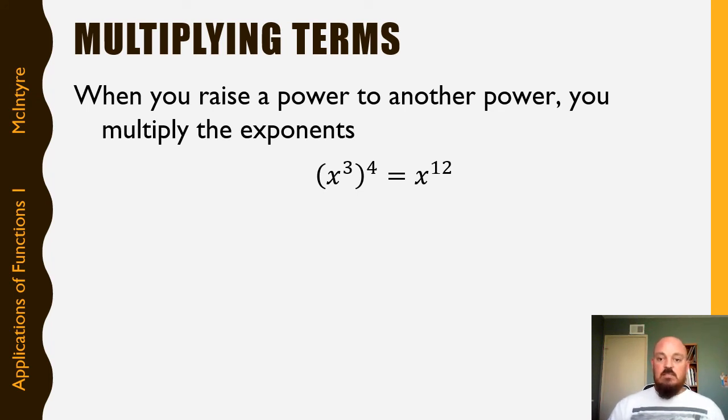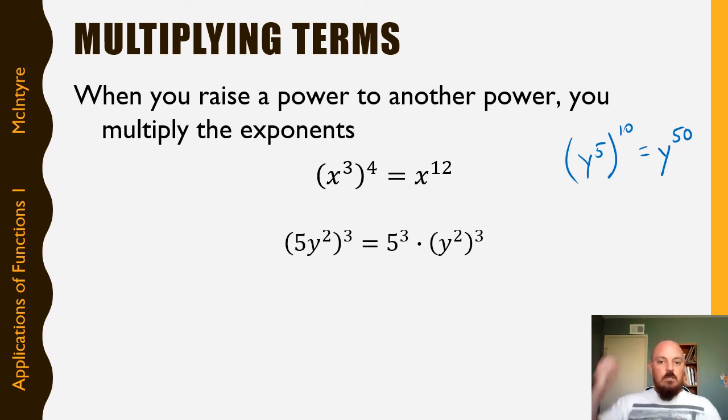Or if you want to see another quick example here, let's say I had y to the 5th power. And then I put that in parentheses and I raise it to the 10th power. That would end up being y to the 50th power because I would do 5 times 10. And here's an example of that with a little bit more complex term in it. So let's say I had 5y squared and I raised that to the 3rd power. What I would do is I would kind of separate, and you can see the work. I took the 5 and I raised that to the 3rd power. Then I took the y squared and I raised that to the 3rd power.